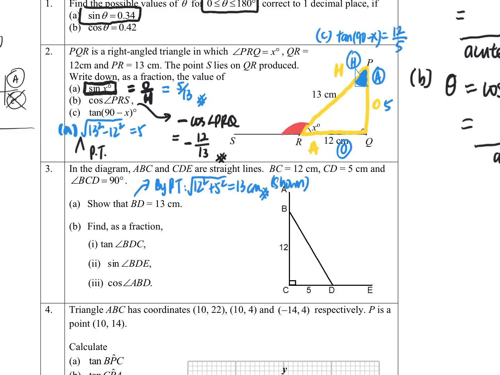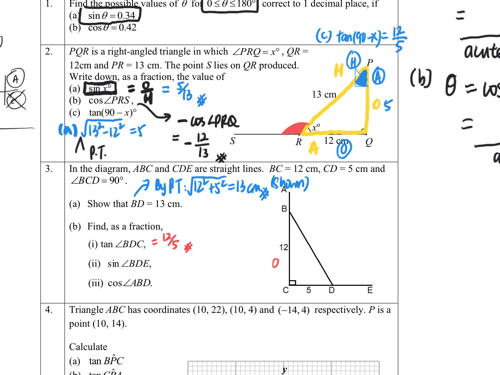Okay, now I want to find the ratio. So tangent BDC, when it's acute, you're happy because you're just referring to this. You don't need to care about sign. So tangent is O over A, so you will get 12 over 5 for the first answer. So this one is clear cut. If it's acute, it's always very direct. Okay, next one is BDE.